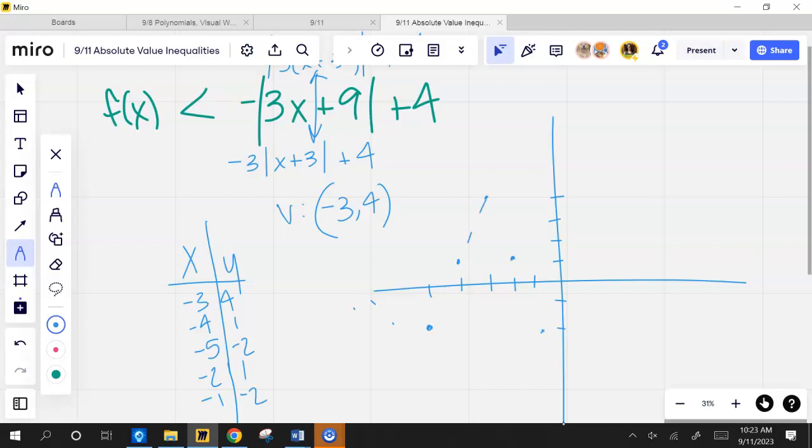So now if I just kind of come in and I dash this whole thing, then I know that all these points on it are actually not included. They're actually kind of like open dots. Yes. It goes on forever. So now I have to determine which way I shade. So since this is a less than, where do you shade? Down in the V.